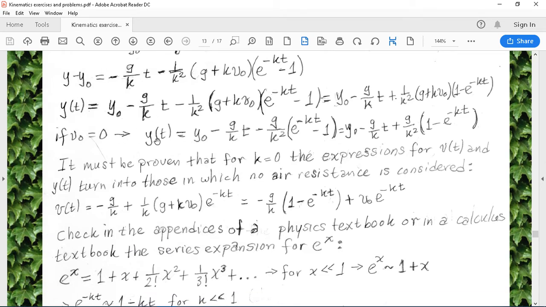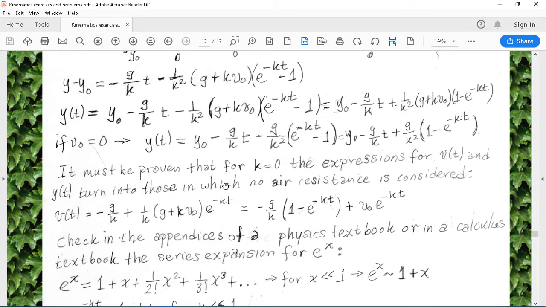Now, if v0 equals 0, that gives us y of t equals y0 minus g over k times t minus g over k squared times (exponential of minus kt minus 1), which is equal to y0 minus g over k times t plus g over k squared times (1 minus exponential of minus kt). This would be our final expression for the position in terms of time, for the case in which the body starts from rest.